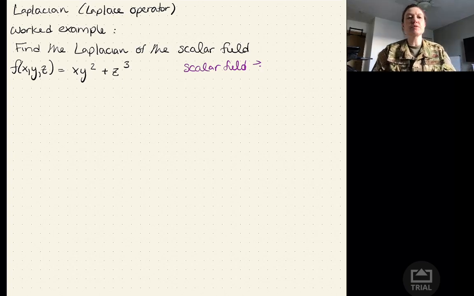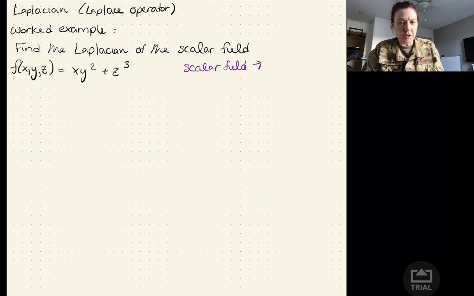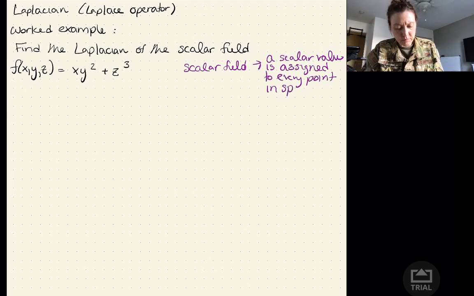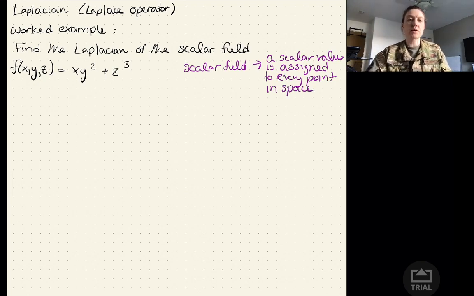Okay, the purpose of this video is to do a worked example of the Laplacian as it's applied to a scalar field. So I wanted to very briefly discuss what a scalar field is. All of you know what it is, maybe you just haven't heard it called that, but a scalar field is just a field where a scalar value is assigned to every point in space, and obviously within the domain that we're talking about.